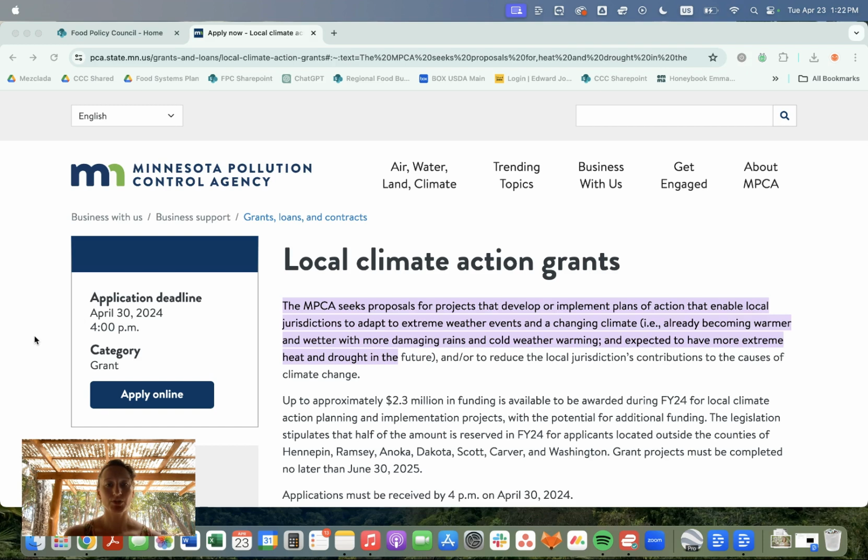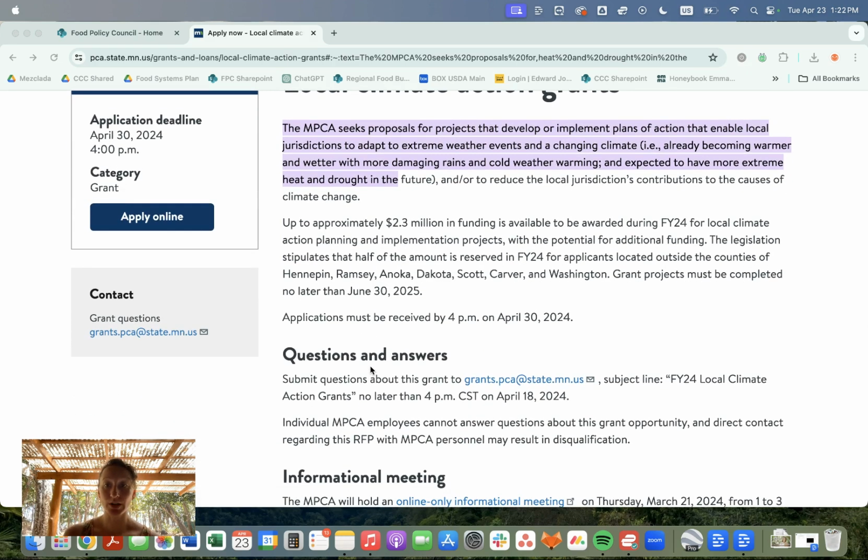So the Minnesota Pollution Control Agency has about $2.3 million in funding for this project, and that's for fiscal year 2024. The idea is that they want to be using this for local climate action planning and implementation projects, and there's the potential that they will have additional funding for this.